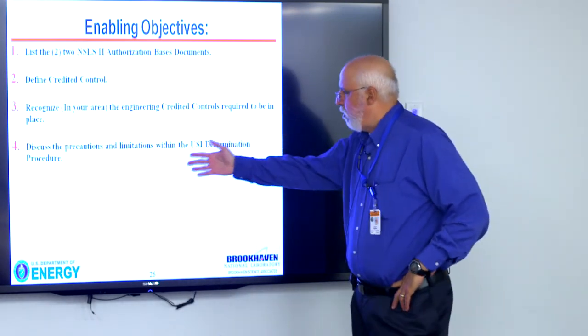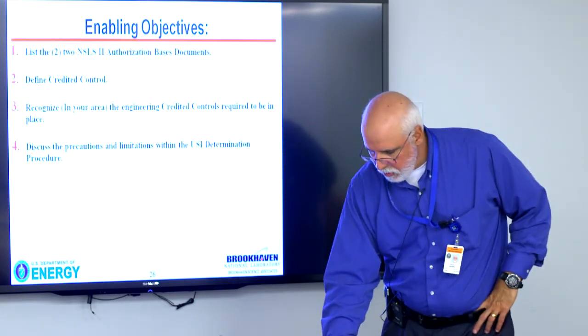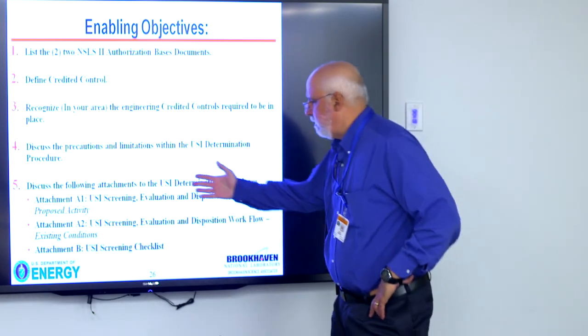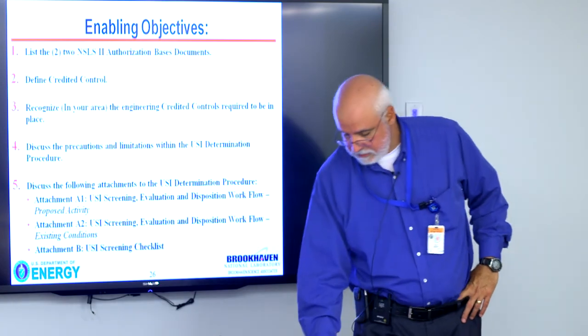We did talk about the precautions and limitations, which really is kind of a repeat of some of the stuff we already did go over. And then we looked at the 2 flow charts and the USI screening checklist.